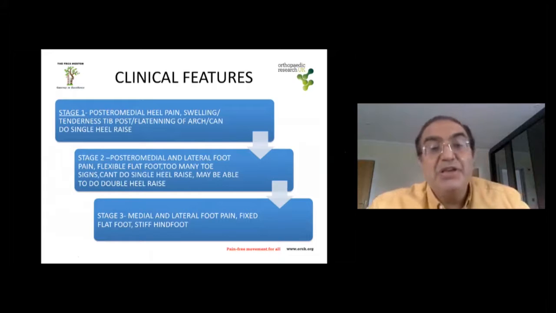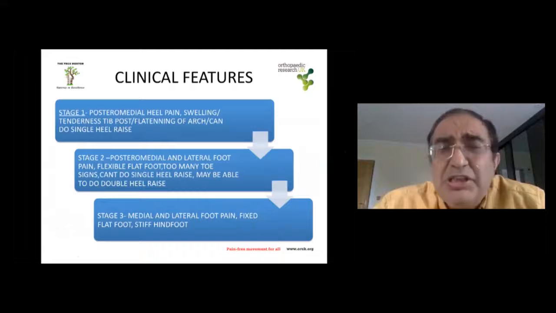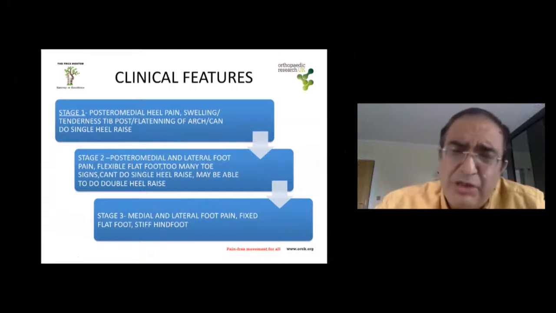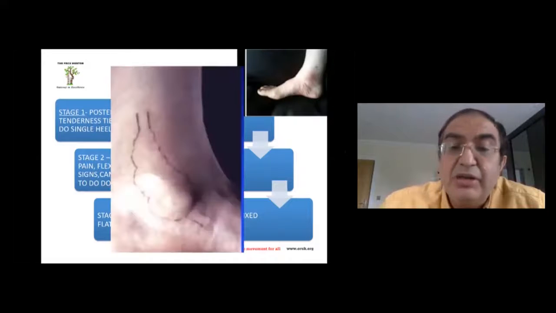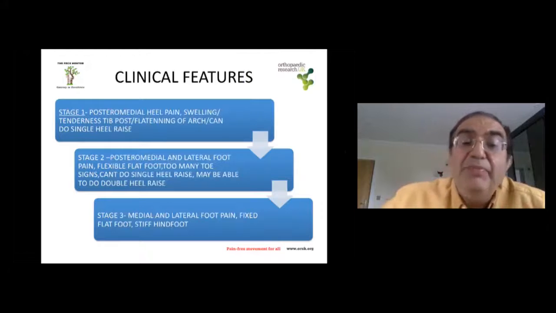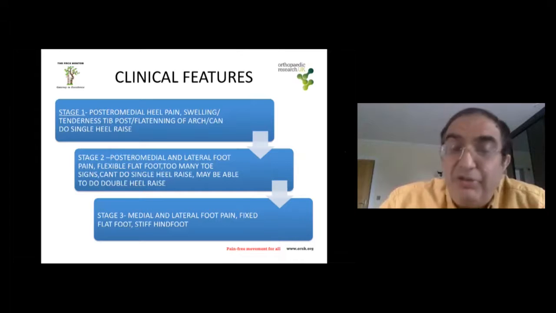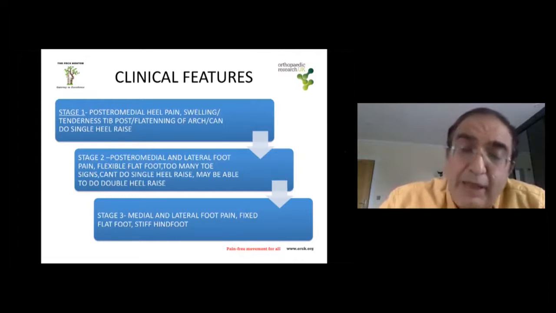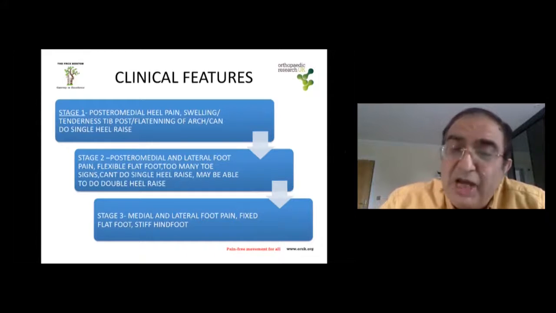So what happens? As we said, in stage one, where there's only some inflammation of the tibialis posterior, you may notice some pain along the medial side, along the tibialis posterior and the medial ankle. There could be swelling along the tibialis posterior. There may also be flattening of the arch, but most important is that this is a correctable deformity. So the patient can do the double heel raise and the single heel raise. It corrects both. Even if you ask him to stand on one heel or the toes on one side, the deformity corrects.